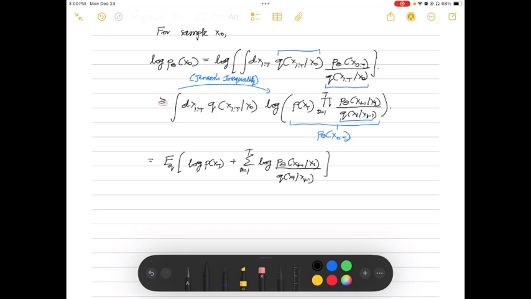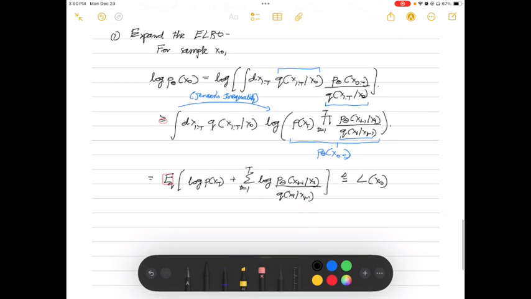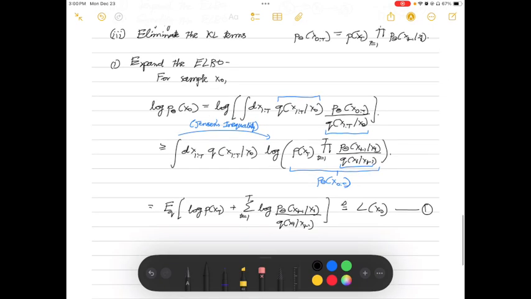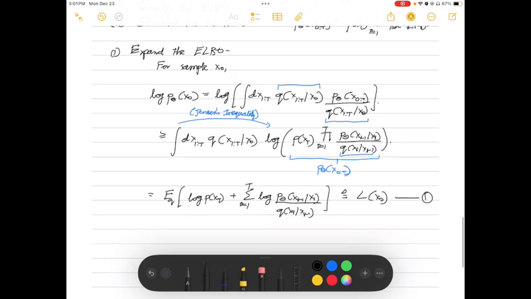So that is what we have now, and let's call this objective L of x naught. This is our simplified or expanded ELBO, and we have given it the name L of x naught. Let's call this equation 1. Okay, so this was the first step of the derivation, where we expanded the ELBO and moved the log inside.